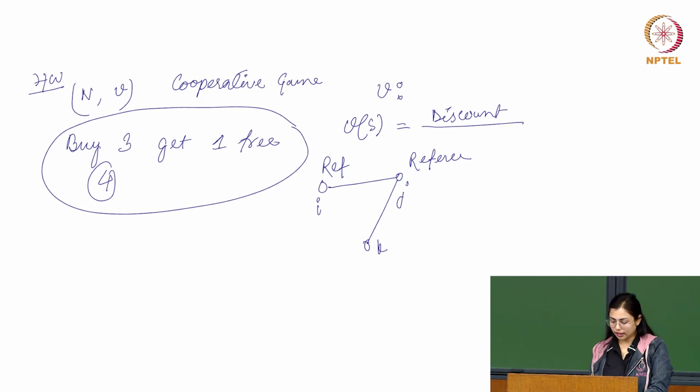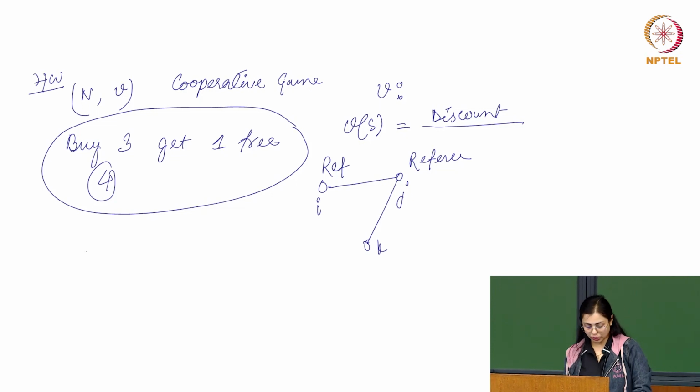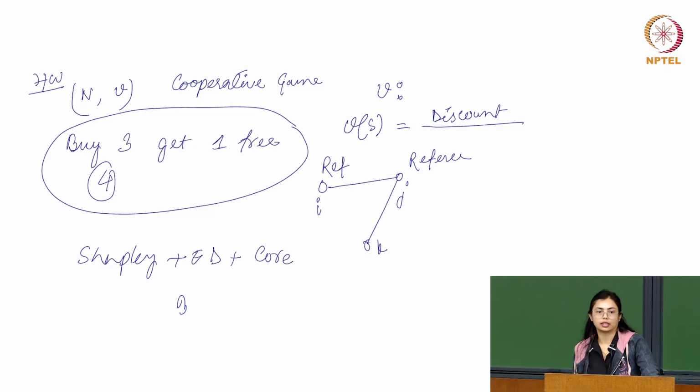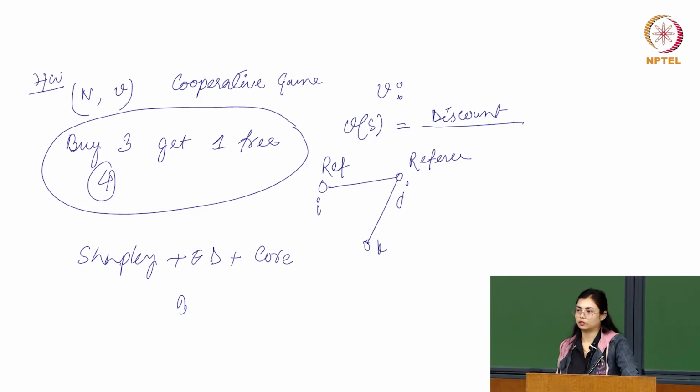Once you define the game, just do one thing: try to find the Shapley value, the allocation that we discussed. The Banzhaf value you can skip, as well as equal division. And try to find the core. The core might be non-empty or empty, depending on the game. So just try to find out if we have a good example.